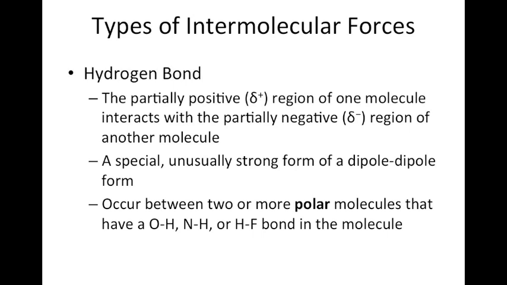And hydrogen bonds occur in molecules that have an oxygen-hydrogen bond, a nitrogen directly bonded to a hydrogen, or a fluorine directly bonded to a hydrogen. So if a molecule has an oxygen directly bonded to a hydrogen, a nitrogen bonded to a hydrogen, or a hydrogen bonded to a fluorine, then that molecule is capable of forming hydrogen bonds with another molecule of a similar type.